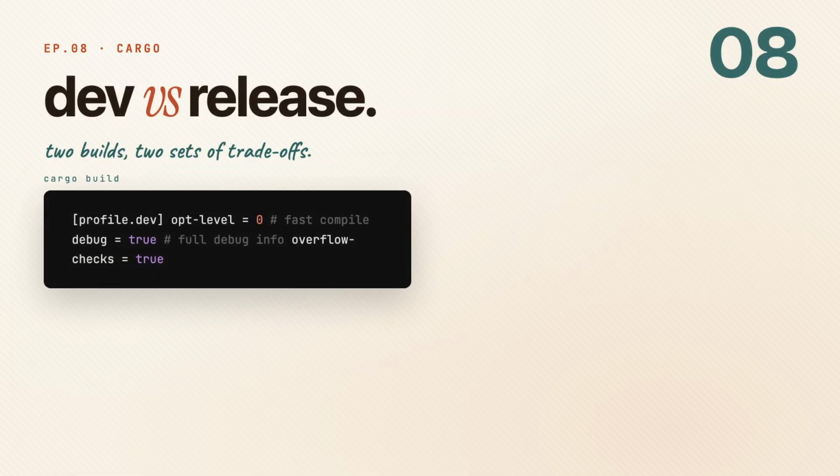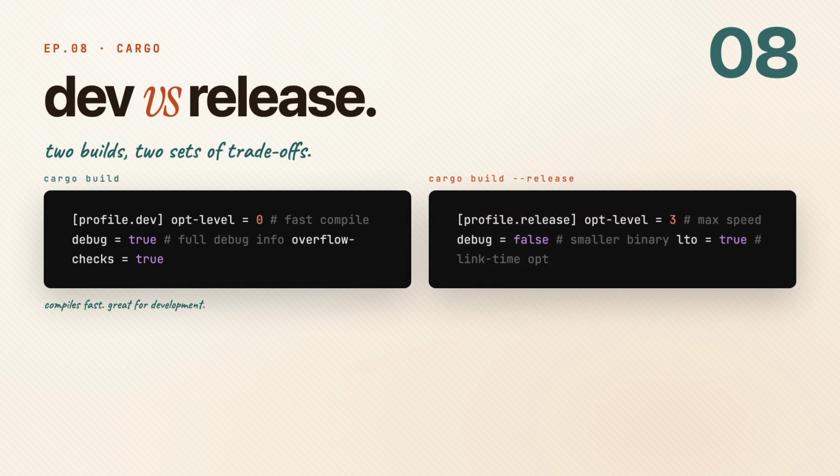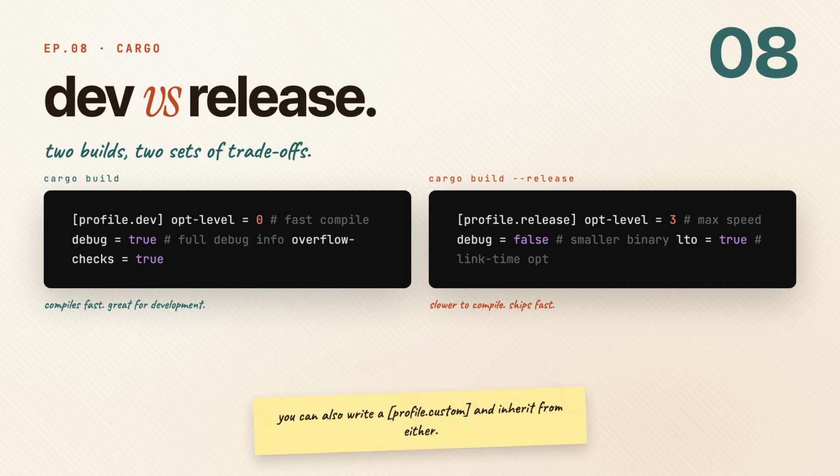Cargo build uses the dev profile. Opt level 0 means compile fast, don't optimize. It's quite great for development. Cargo build release switches to the release profile. It's like opt level 3, link time optimization, and slower to compile, but it ships fast. You can also write a custom profile and inherit from dev or release. It's useful for things like a profiling build that has debug info, but is also optimized.